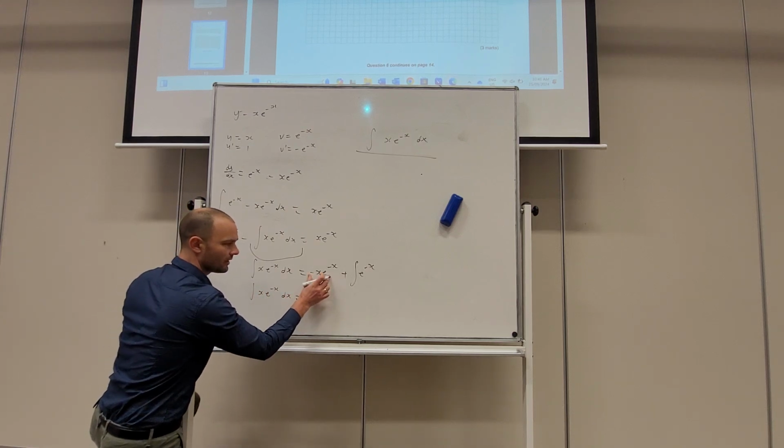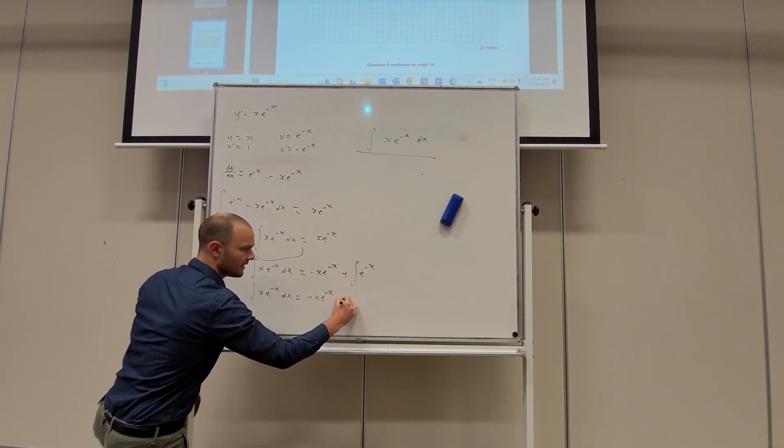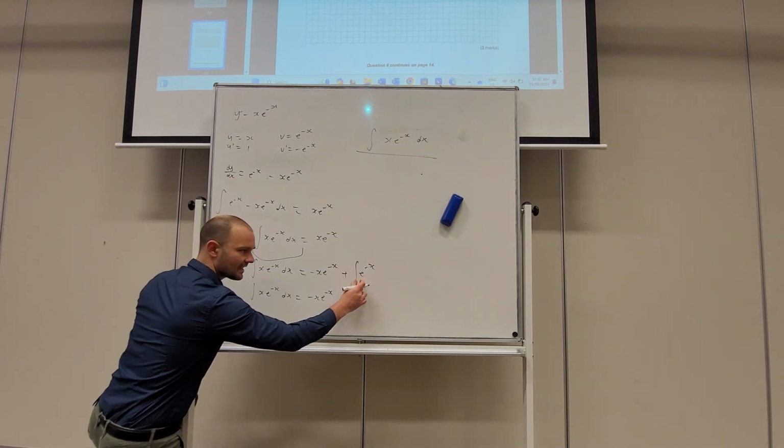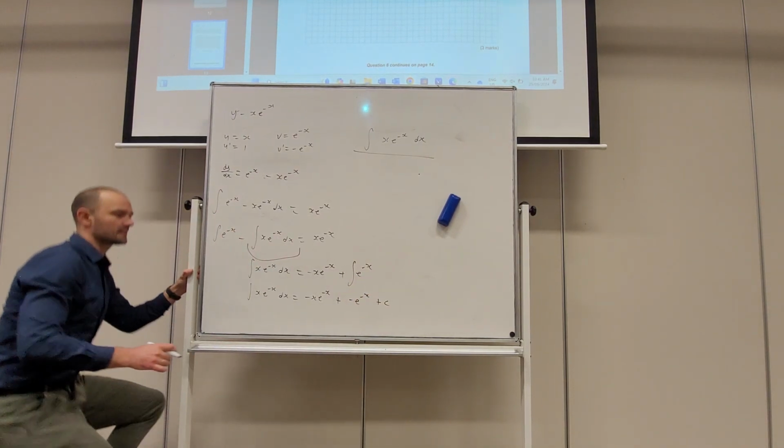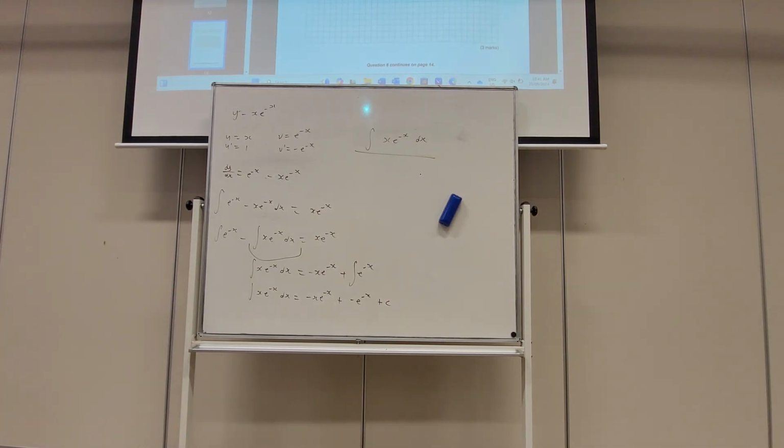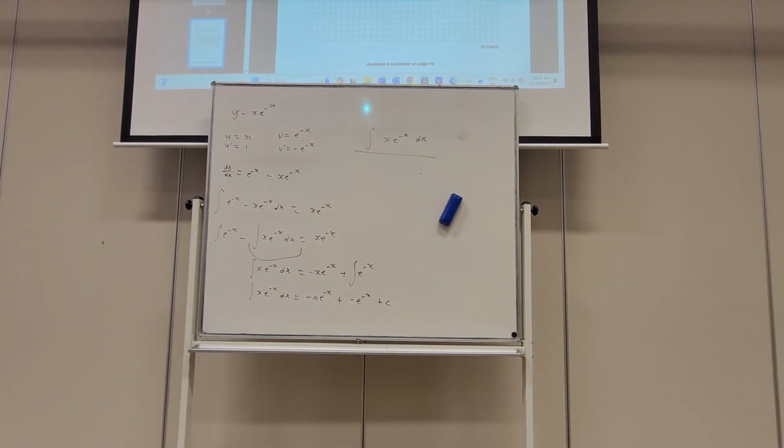So that part, we don't need to integrate, that stays as it is. And the integral of e to the minus x is minus e to the minus x, and then plus c. And so that's what it asks us to show. All right, so there's 3 marks there. Got to make sure we get those ones.